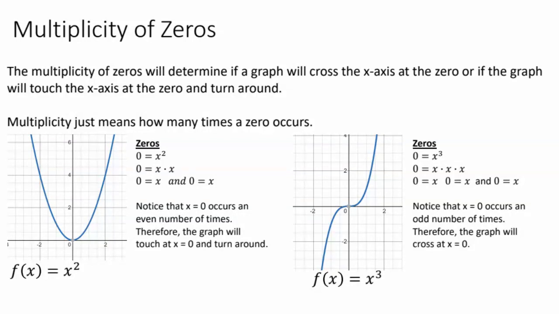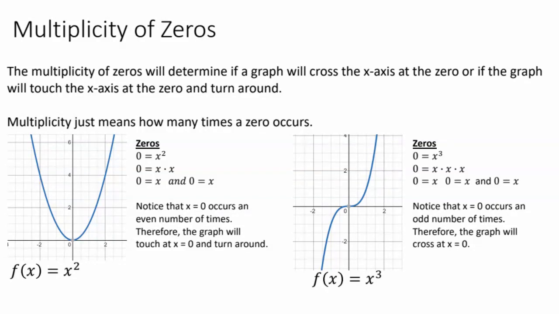Here, if we notice on our parent function, x squared, we say that we have two zeros, right? We have a zero at (0, 0). If we were to solve, x equals 0 and x equals 0. So our multiplicity on this is 2, right?